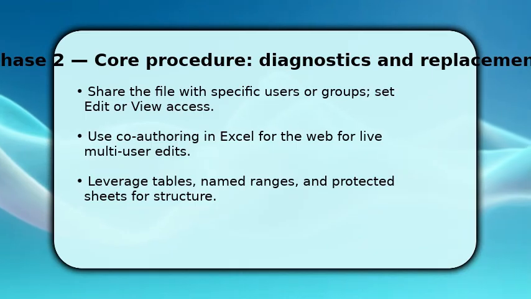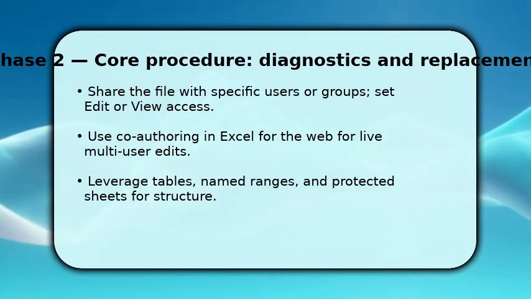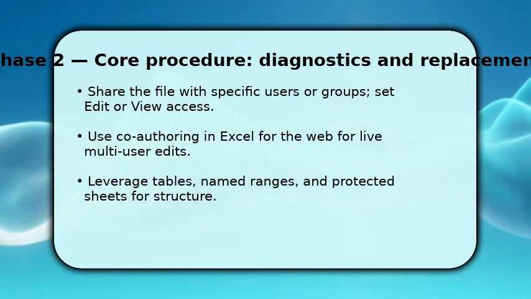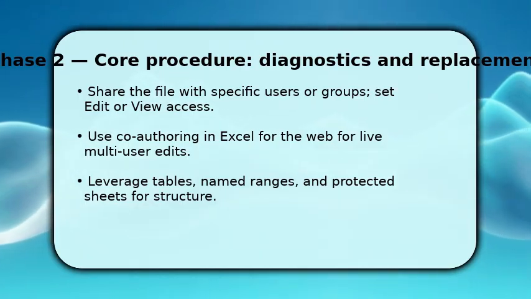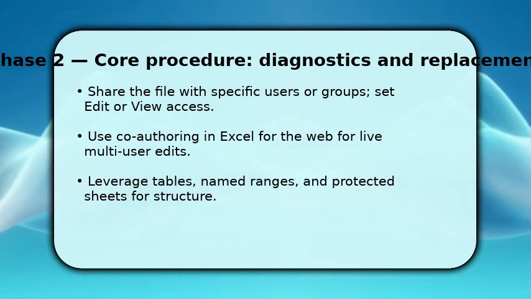Then, use Excel for the web for simultaneous co-authoring. It merges edits in real time and reduces conflicts. Also convert key areas to tables, add named ranges, and protect critical sheets or cells. This enforces structure and helps formulas remain accurate when multiple users work concurrently.